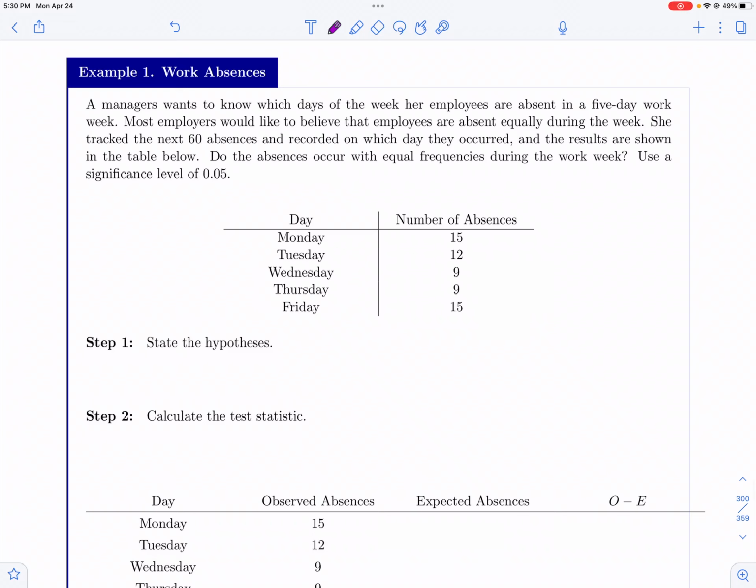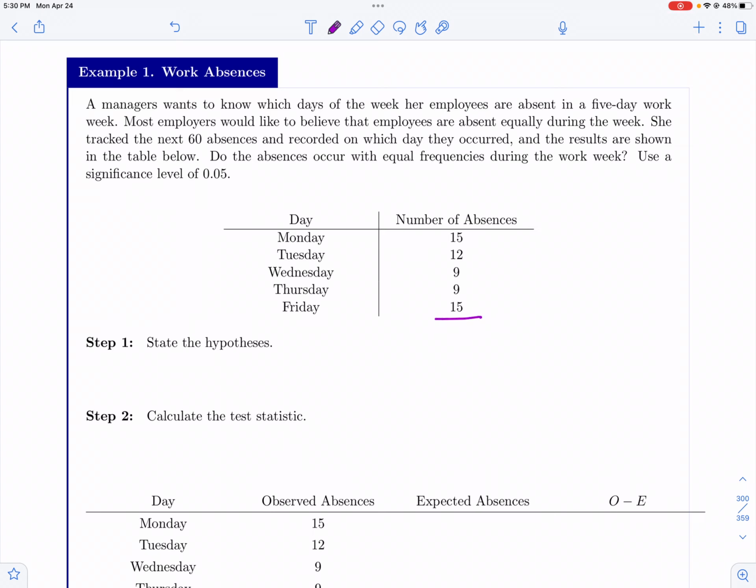All right. Well, if we look at example one, we've got our manager who wants to know which days of the week her employees are absent in a 5-day work week. Most employers would like to believe that their employees are absent equally during the week. She tracked the next 60 absences and recorded on which day they occurred, and the results are shown in the table below. Do the absences occur with equal frequencies during the work week? Use a significance level of 0.05.